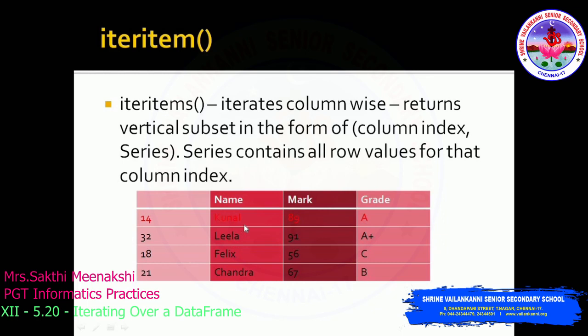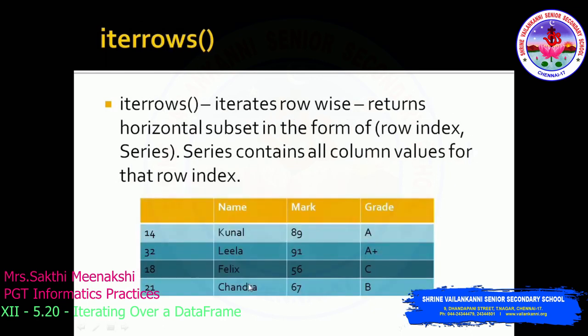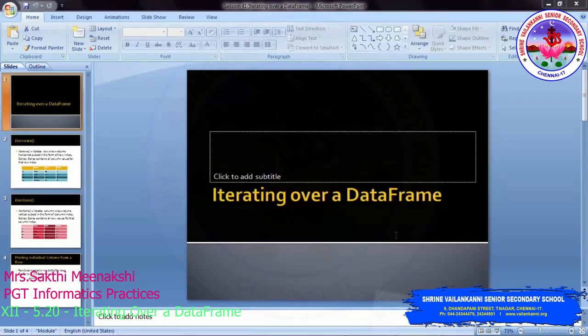So the difference is that iterrows iterates along the row wise, iteritems iterates along the column wise. If you are going through the column wise, then you will get all the rows. So it will return two values, one is the column index and all the row values. If it is row wise iteration, then you will get the row index along with all the column values. Okay, so all the column values will be included. So we are going to explain this with a program.